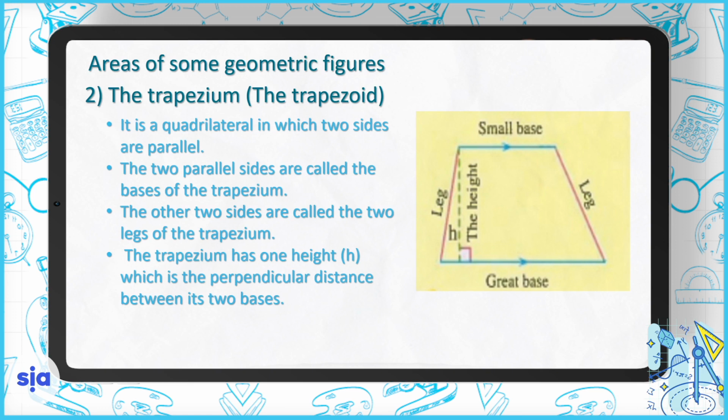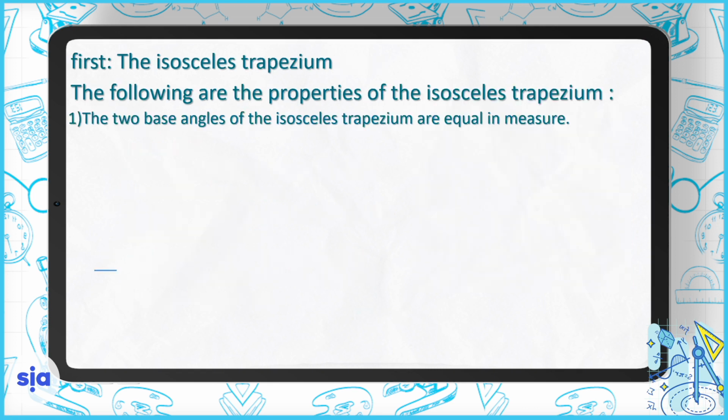The trapezoid or the trapezium is a quadrilateral in which two sides are parallel. The two parallel sides are called the bases of this trapezium. The other two sides are called the two legs of the trapezium. The trapezium has one height, which is the perpendicular distance between its two bases.